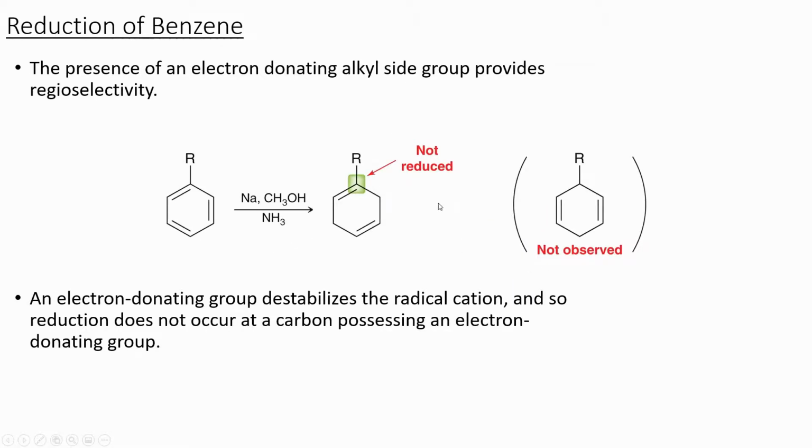We can force the regioselectivity of the Birch reduction by having an electron donating alkyl group in a specific position. So if we have an alkyl substituted benzene ring under these conditions, we will obtain the product that is the more substituted alkene. So notice here we have a tri-substituted alkene. We will not observe any of the product that has 2 di-substituted alkene. And this is because the electron donating group destabilizes the radical anion, and the reduction will not occur at a carbon that possesses the electron donating group.